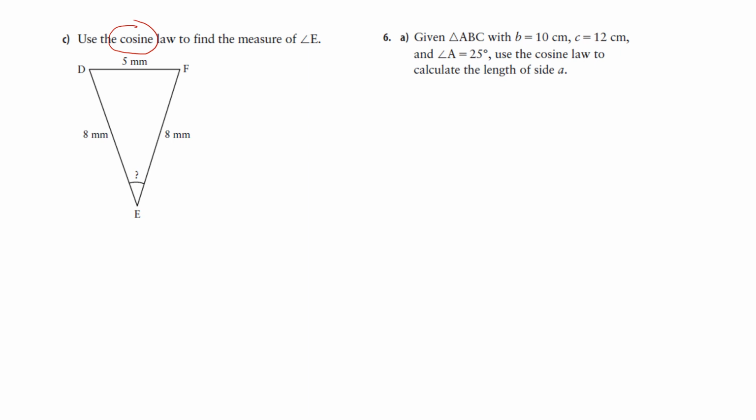So the cosine law has many different forms, and usually it's written with A, B, and C. A squared equals B squared plus C squared, take away 2BC times cos of angle A.